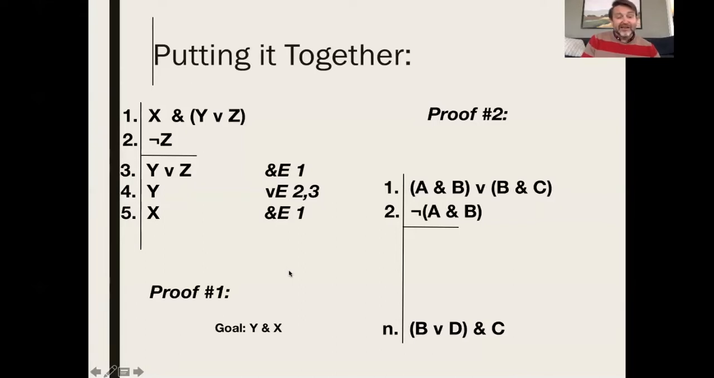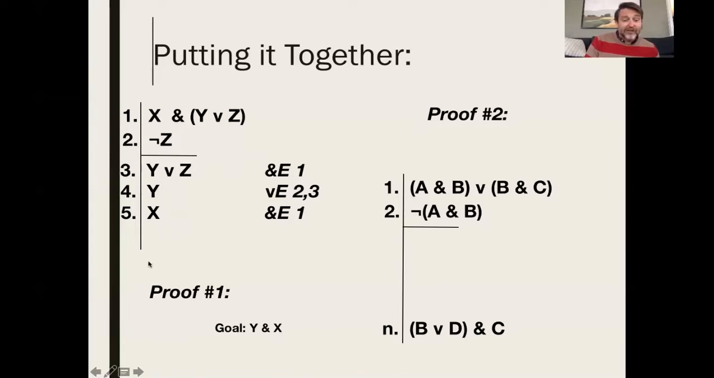And now we can infer x from premise 1 as well, because our rule says you may take either disjunct. So we may infer x from 1 just as we inferred y or z previously. So now we have y and x. Those are just 2 parts of our goal that we were looking for, which was y conjunction x.